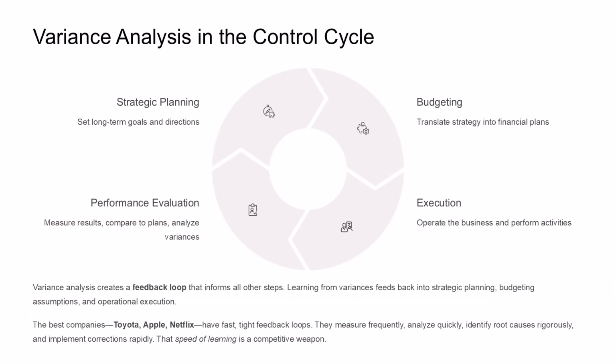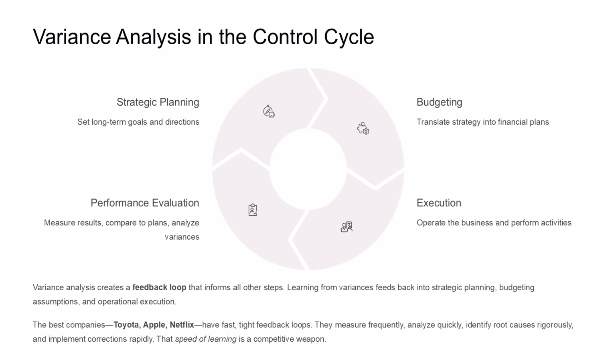Variance analysis in the control cycle, the feedback loop. Variance analysis is one component of the broader management control system. Let me put it in context. Management control systems have four main components. First, strategic planning, where you set long-term goals and directions. Second, budgeting, where you translate strategy into specific financial plans for the coming period.